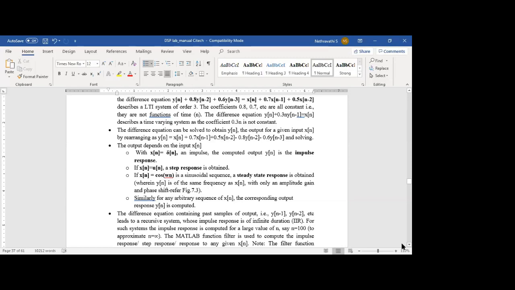For such a system, how is the impulse response computed? Because it is infinite, it can vary from 0 to infinity. So what I have to specify is up to how many samples, a particular value of n, and till that value of n, I will obtain the impulse response.